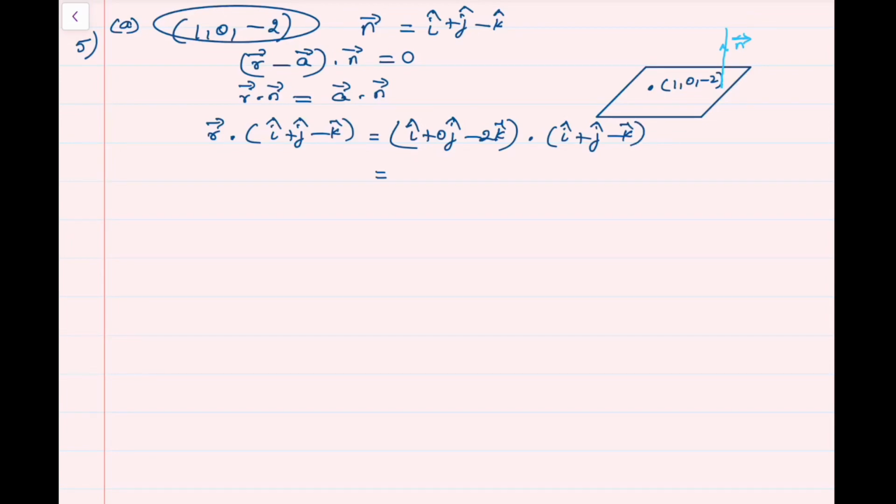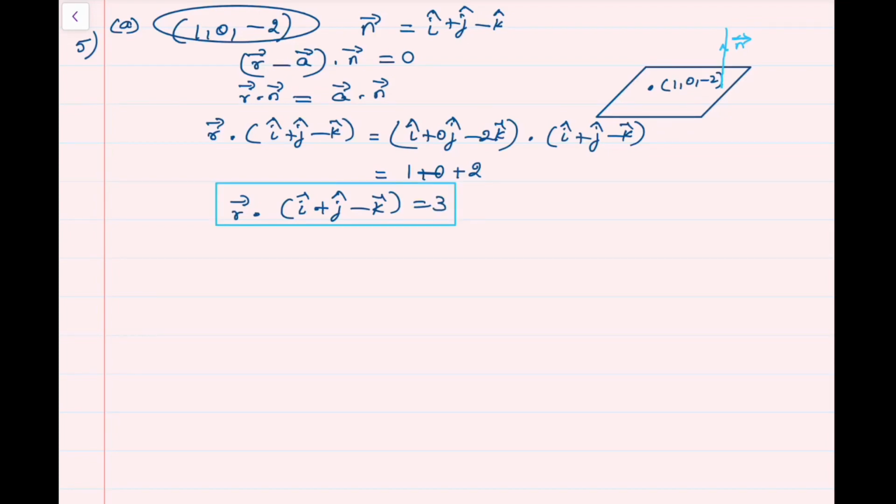We will do the dot product. We get 1 plus 0 plus 2, which is 3. Therefore, the equation is vector r dot (i plus j minus k) equal to 3. We have to write the Cartesian equation also. It is easy to write the Cartesian equation. Directly we can write. We know that vector r is xi plus yj plus zk. Therefore, it becomes 1 into x plus 1 into y minus 1 into z equal to 3. This is the Cartesian equation of the plane.